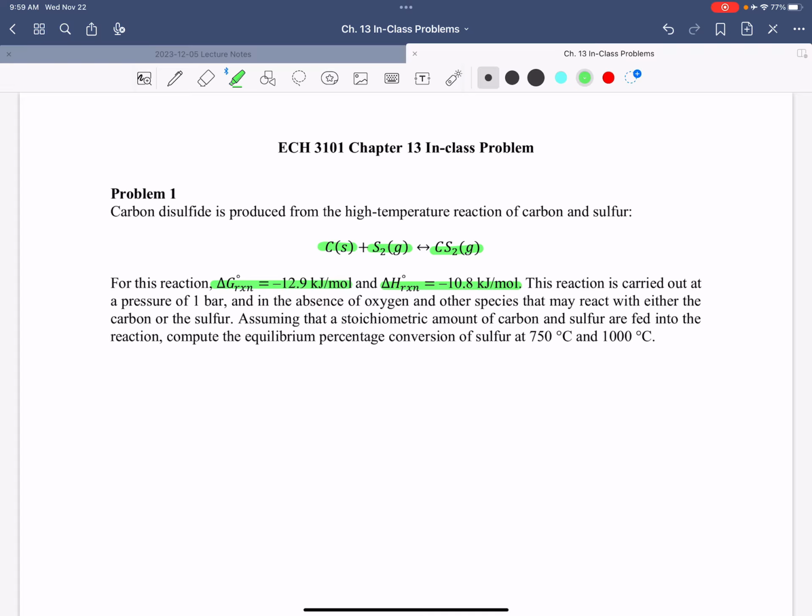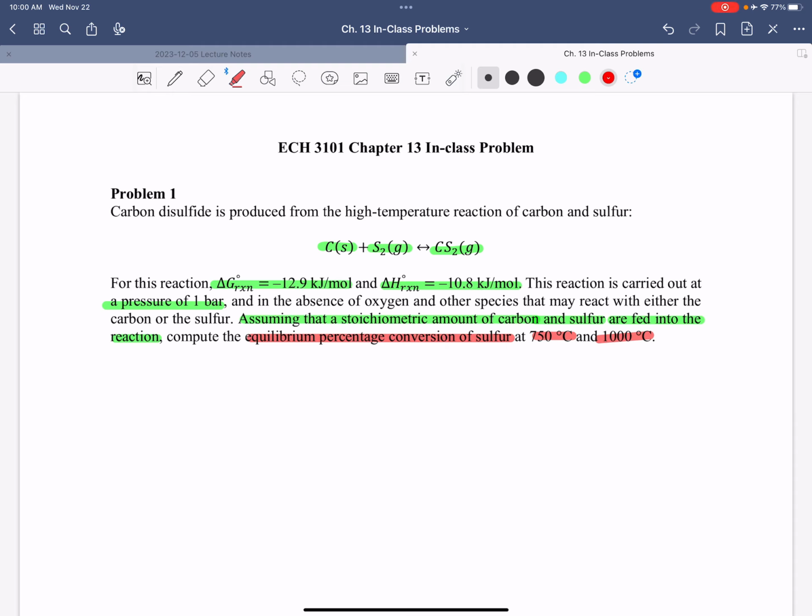We're told the reaction occurs at a pressure of 1 bar, and that there's not really any oxygen or other species that would lead to a side reaction. Assuming that the reactor is fed with a stoichiometric amount of carbon and sulfur, we want to calculate the equilibrium percentage conversion of the sulfur at 2 different temperatures.